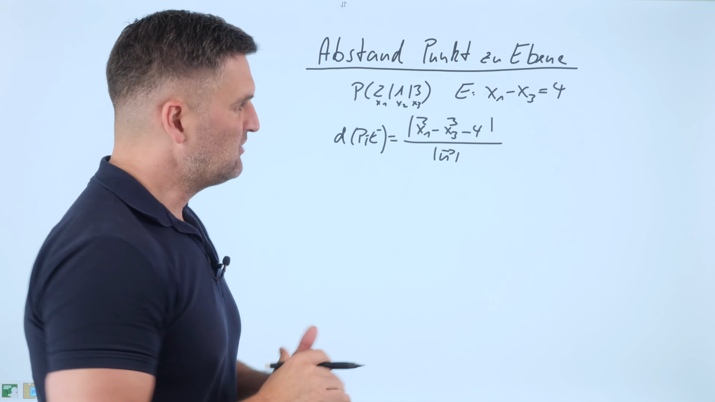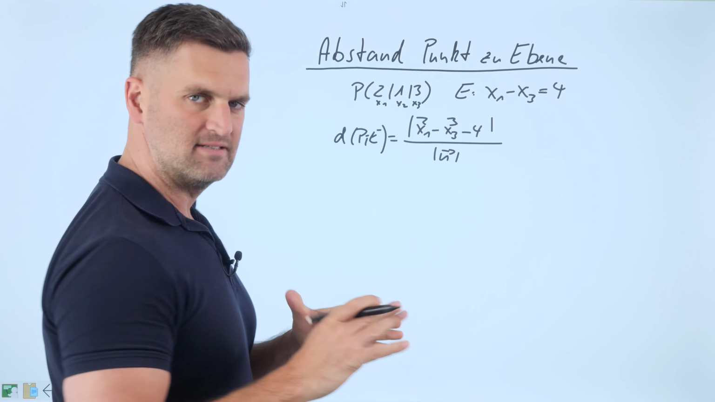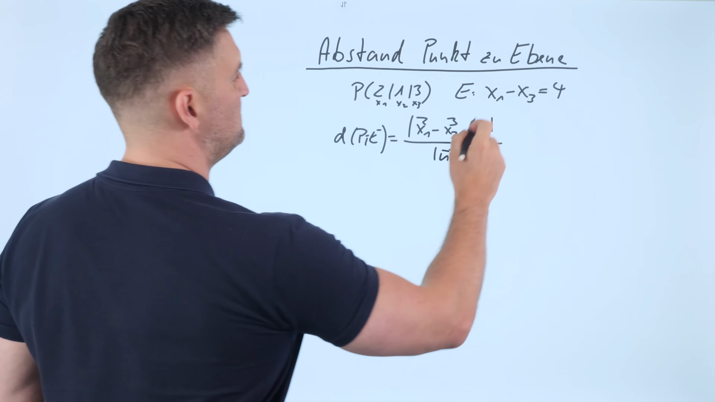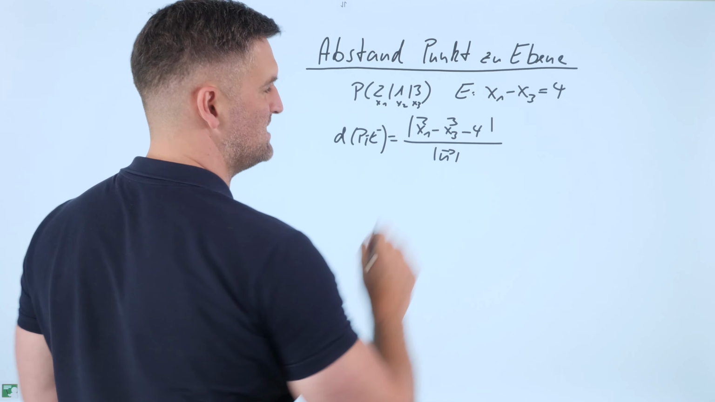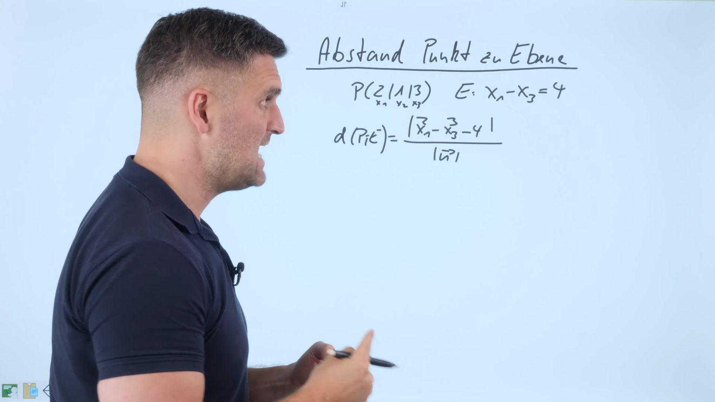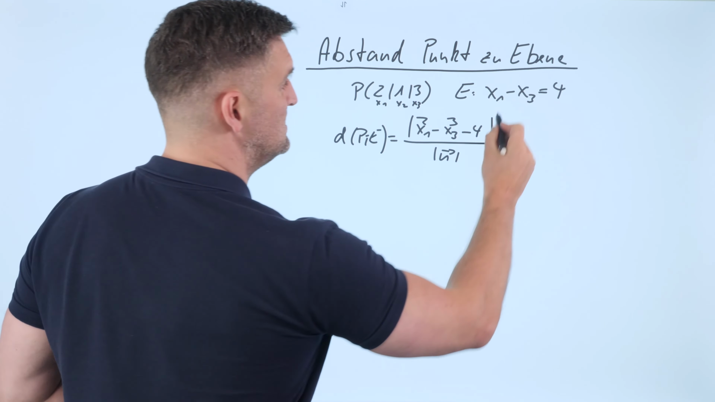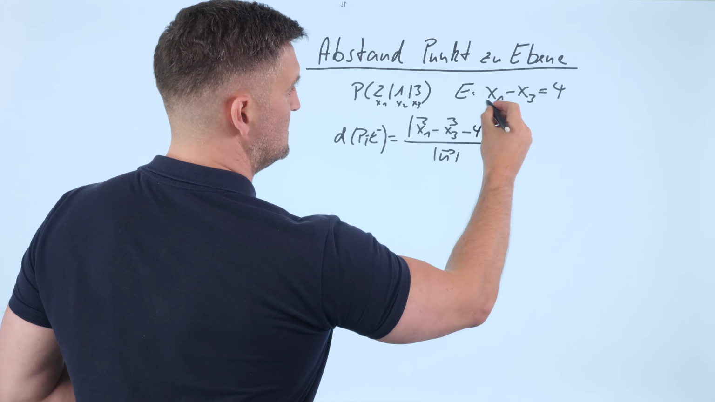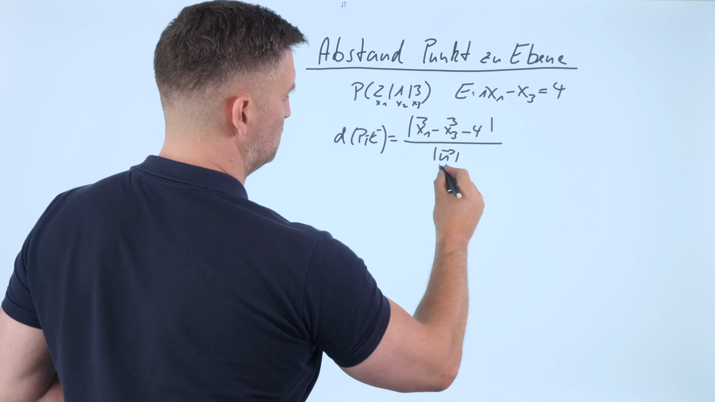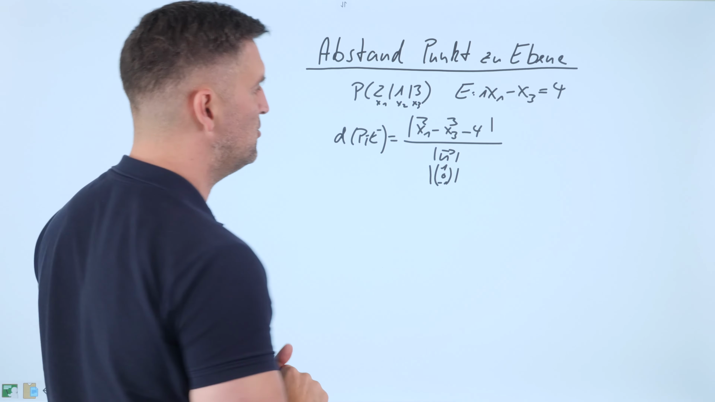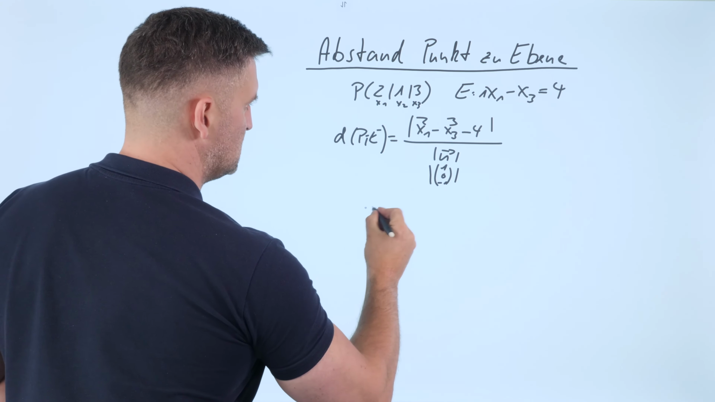We have to read off the n vector. There's a little trap built in here. We read off the n vector at the coordinates of x1, x2, x3. x2 isn't there, which means the value for x2 is 0. So here we read off the n vector as 1, 0, minus 1. So 1, 0, minus 1, yes. And we still need the magnitude of that.